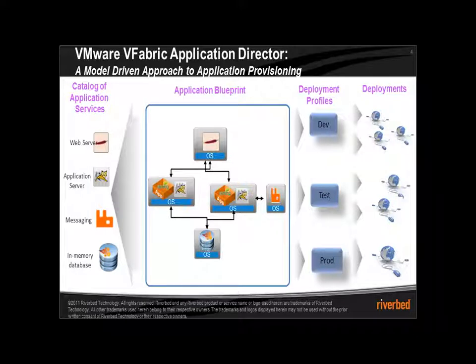First, you pick the application components from a catalog of services. Then you create an application topology, which is referred to as an application blueprint. Then you create the deployment profiles. For example, you can have a dev profile for a development environment. And lastly, you deploy the application in the relevant cloud, whether it is public or private.